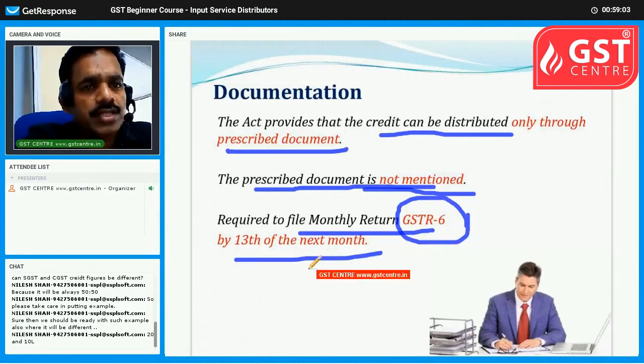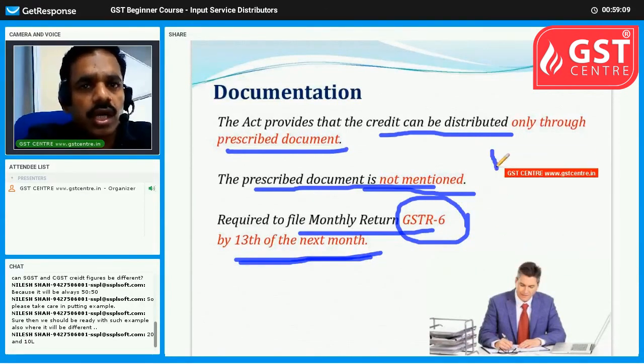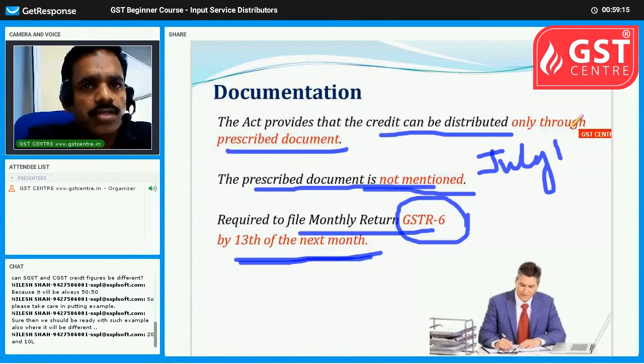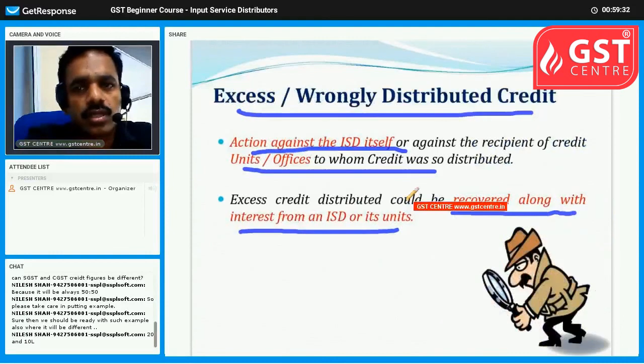And regarding monthly return, GSTR 6 should be filed by the ISDs before 13th of the next month. So if GST is coming on July 1st, what will be the first return? What will be the date for the first return? It will be 13th August. Okay, they need to file the return for July before 13th August.